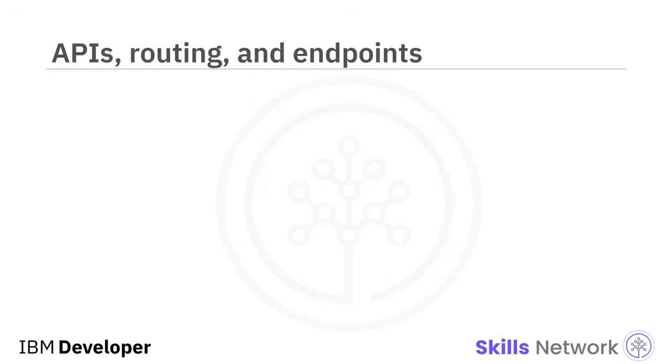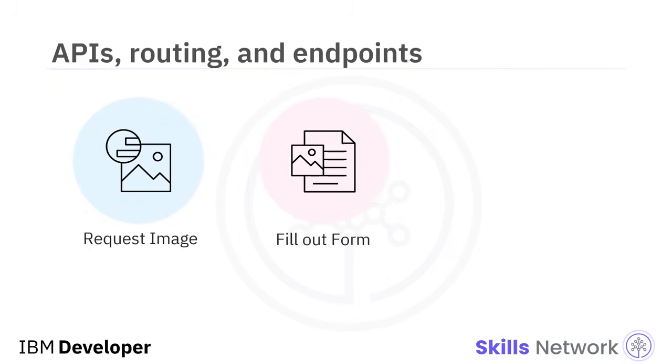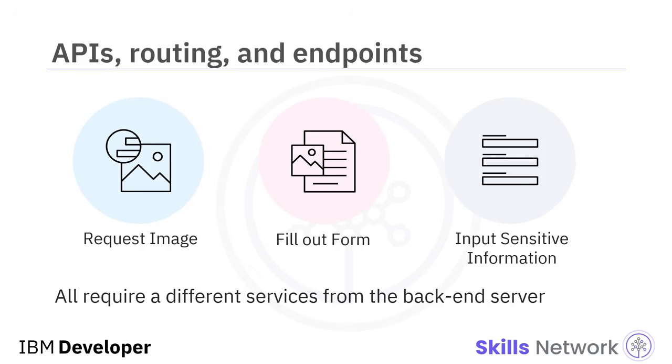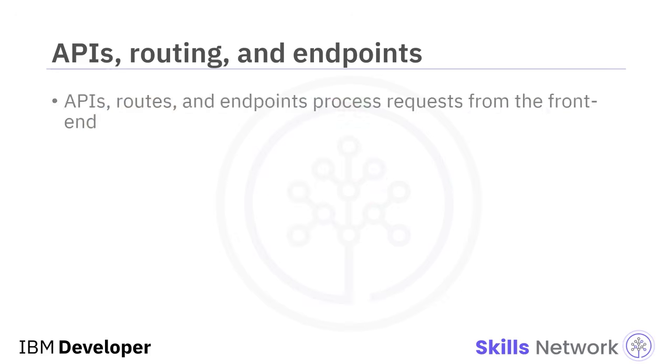Front-end client interactions, whether a request for data like an image, accepting input from a user filling out a form, or securing sensitive information like a credit card number, all require different services from the back-end server. Each request needs to interact with the back-end in a different way. Back-end developers use APIs, routes, and endpoints to process incoming requests.